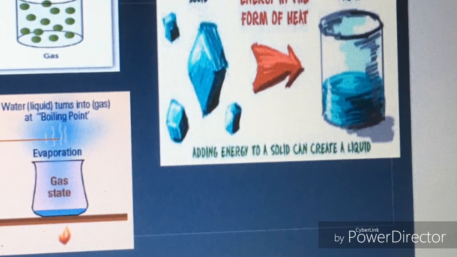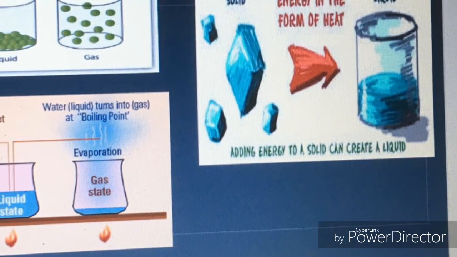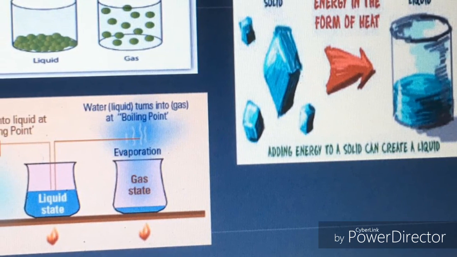A phase change is going from one phase to the next. So when it melts, it goes from solid to liquid, and when it's boiling, it goes from liquid to gas.